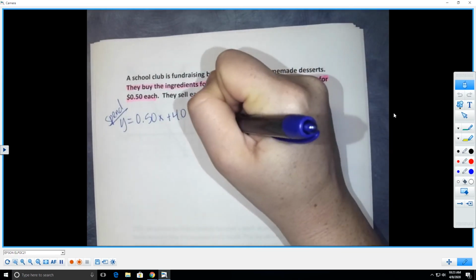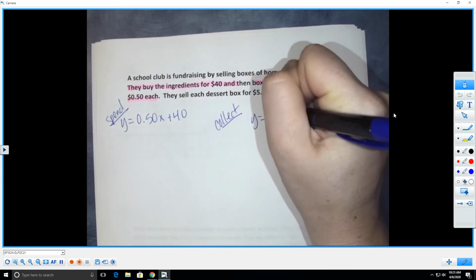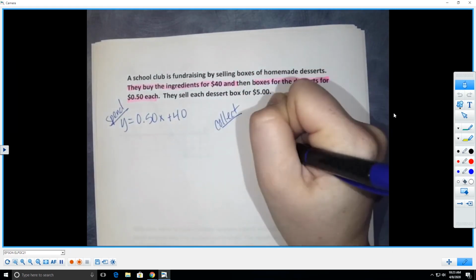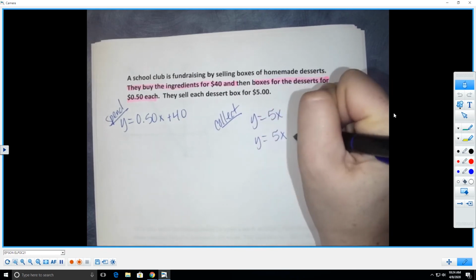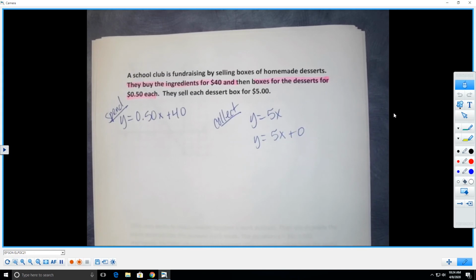For the amount they collect, it would be Y equals 5x. Or maybe you wrote Y equals 5x plus 0. In this case, they don't sell any. If they don't sell any dessert boxes, they don't make any money. So the initial value is 0. The amount they collect per box is $5.